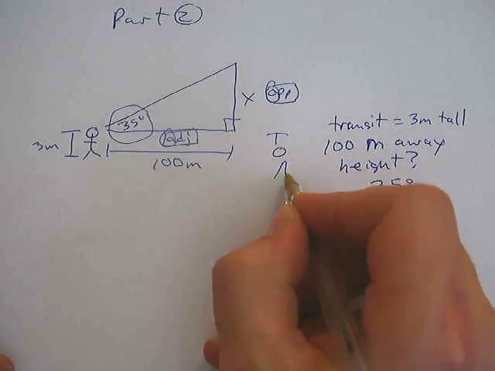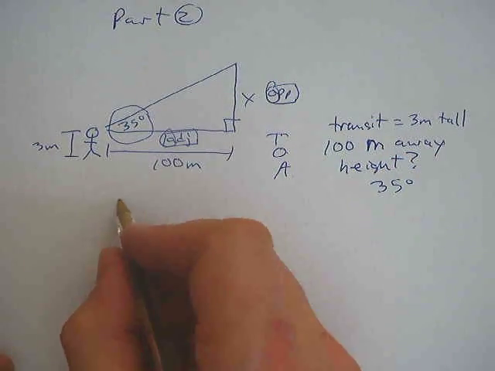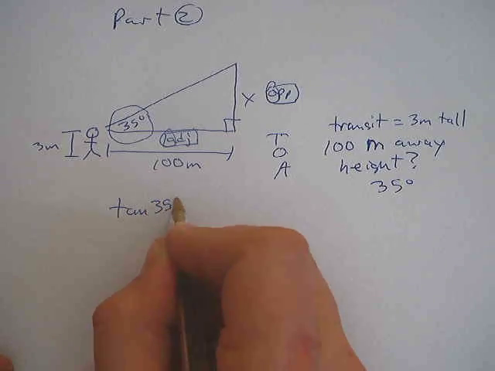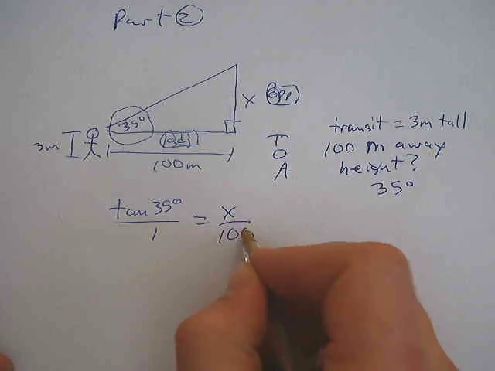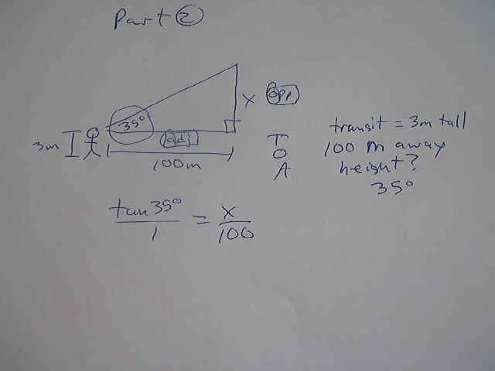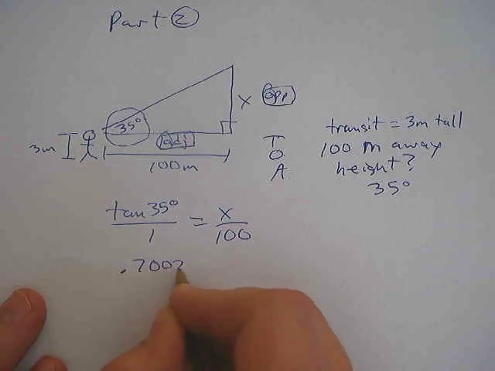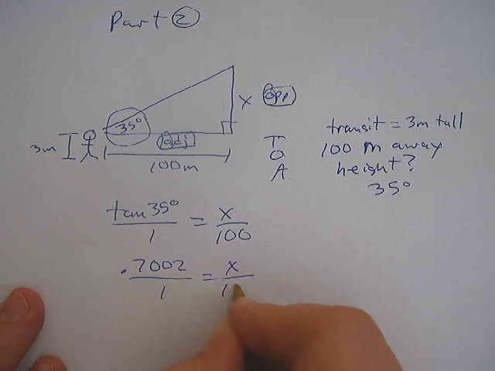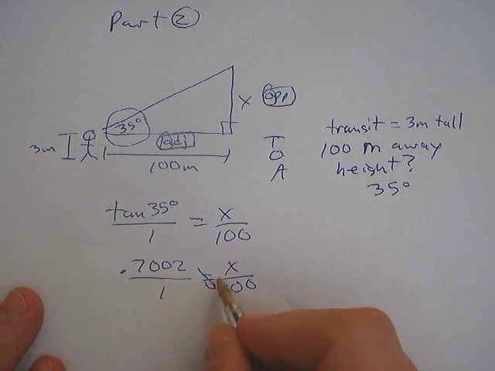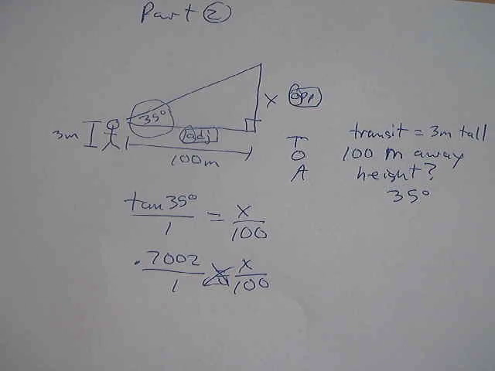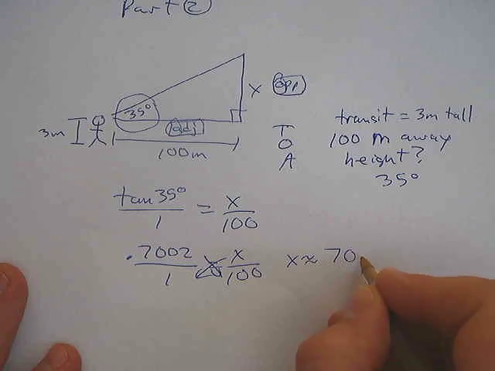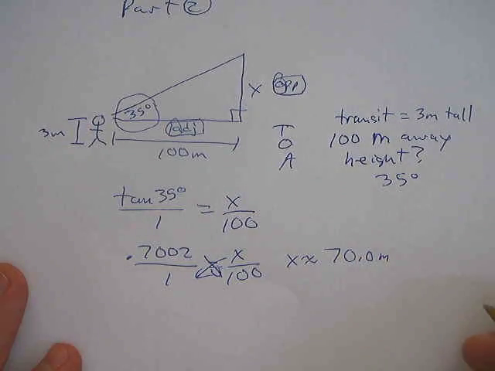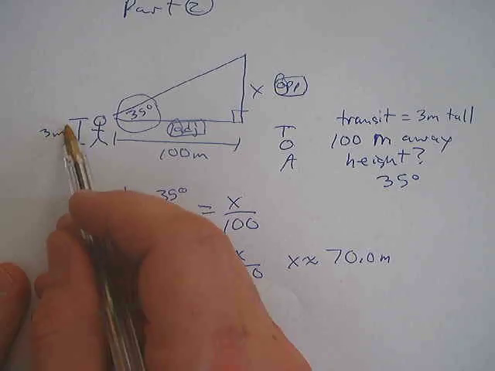So if we use TOA, it's going to be tangent is opposite over adjacent. So I take tangent of 35 degrees over 1 equals opposite over adjacent, x over 100. In my calculator, I figure out what the tangent of 35 is, and that's 0.7002. Then since the number's on the bottom, I'm going to cross multiply. And to get x is about 70.0 meters.